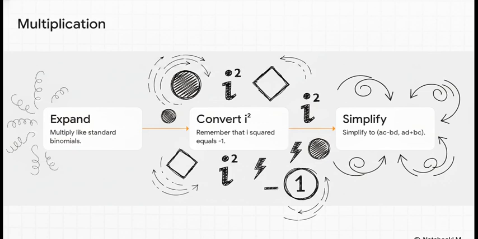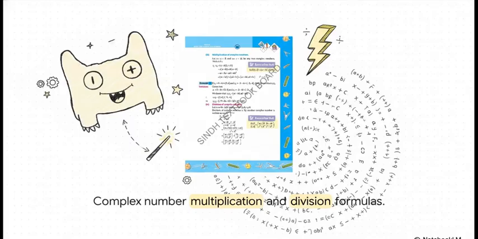Now multiplication, that gets a bit spicier. You're going to expand it out exactly like you would with standard binomials in algebra. But here's the real trick, the absolute crucial thing to remember. Whenever you multiply i by i, you get i squared, and that i squared instantly flips to a -1. It literally changes the entire DNA of your equation. And as you'll see here, this brilliantly illustrates exactly where our formulas come from.